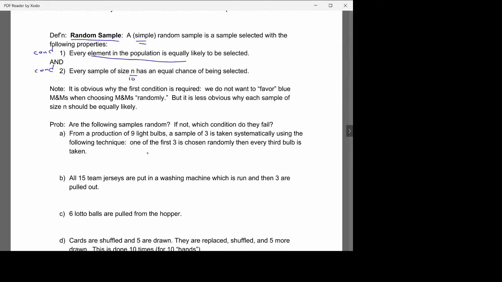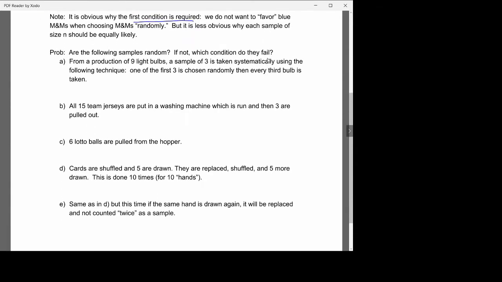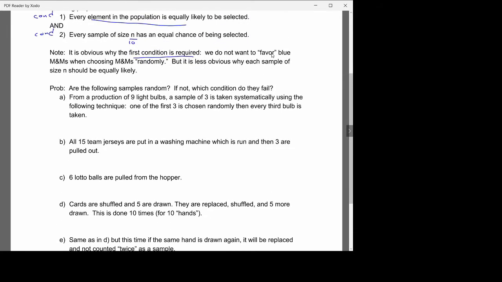So it should be obvious to you why the first condition is required. I mean, you want everything to be able to be selected. You don't want to rule people out. But the second one's a little less obvious. Sometimes working through a couple problems and looking at examples makes it make sense, and will enlighten you on the second condition. Let's talk about producing 9 light bulbs.